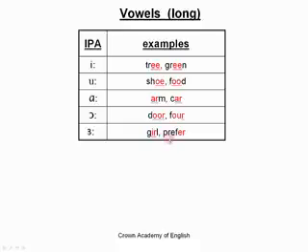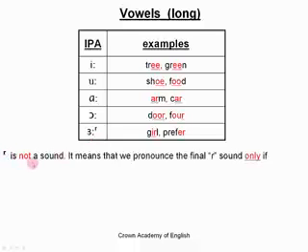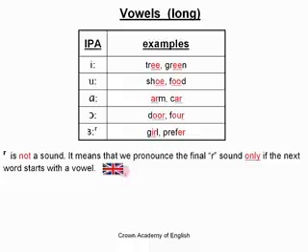Girl, prefer. And we add to this symbol, sometimes we see this, a little letter R. Well, the R, the little R, is not an official IPA sound, but it means that we pronounce the final letter R sound only if the next word starts with a vowel. And this is only in British English.